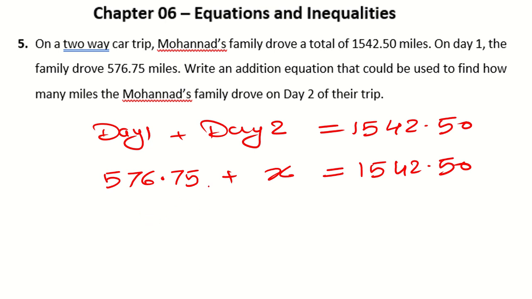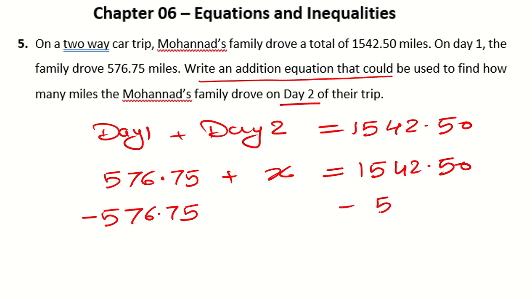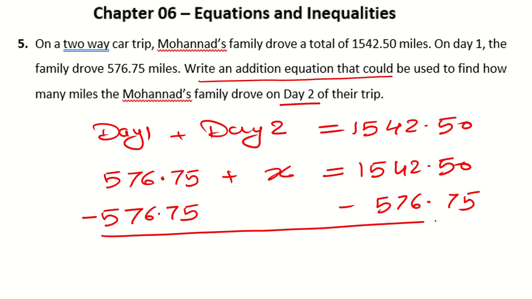Maybe they ask it. Write an addition equation that could be used to find how many miles he drove on day 2. Yes, they asked this thing, so we'll have to find the value of x. So minus 576.75 both the sides. Here also 576.75. Now subtract it. Be careful with the subtraction.